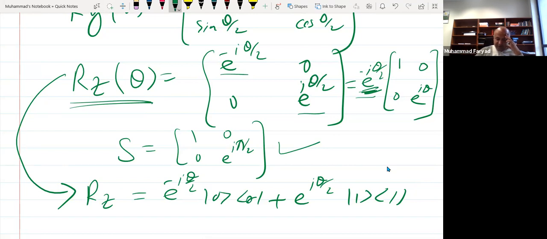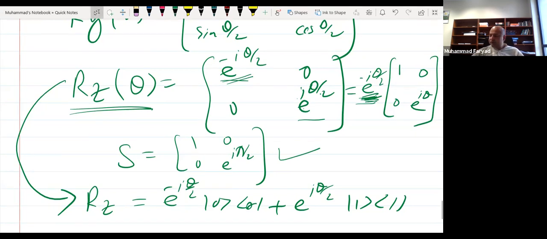No, so I can write this exponential iota theta by 2 as exponential iota theta minus iota theta by 2, because when I subtract theta by 2 from theta, it becomes theta by 2. So that's why I can take this common, and this is exponential minus iota theta by 2 anyway. So 1 here and exponential iota theta here. Good. So this is a pi by 2 rotation gate up to this global phase exponential minus iota theta by 2.